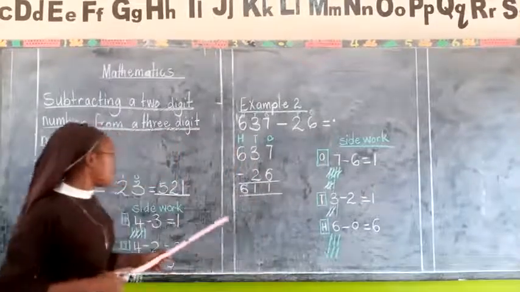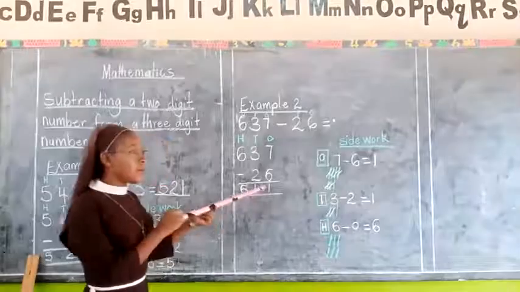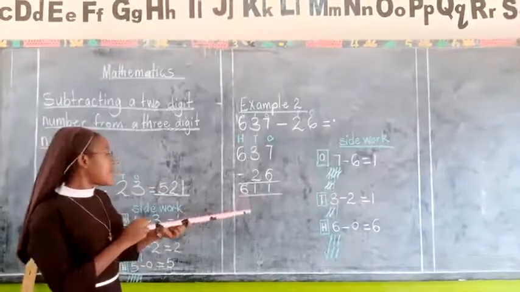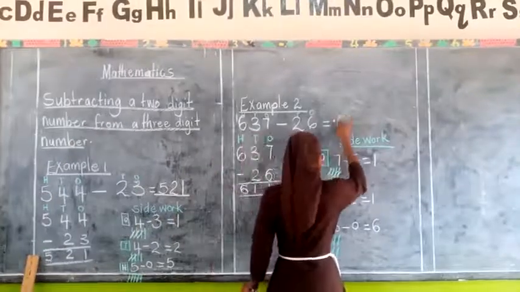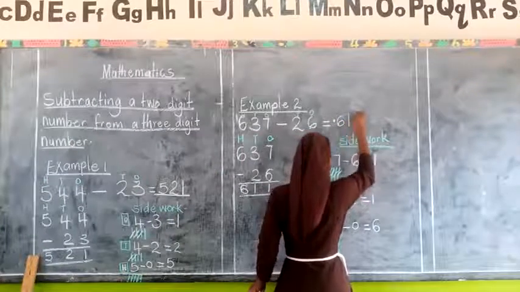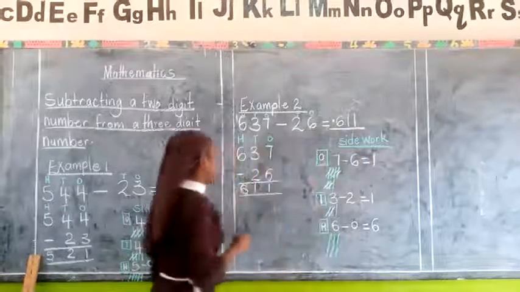So our answer is read as 611. Everybody read 611. So we come up here and we write 611 and we underline our answer.